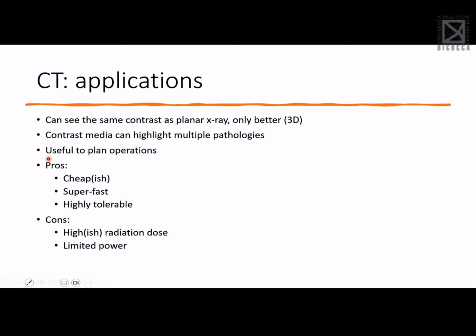So if you have what's called a polytrauma, like a car accident where some people got badly hit, but you do not know exactly what's broken, you do a CT scan and you know if there are internal bleedings, which are not visible from the outside. So it has lots of applications. And we can see that it contrasts with MR, which is not suitable for emergency applications.